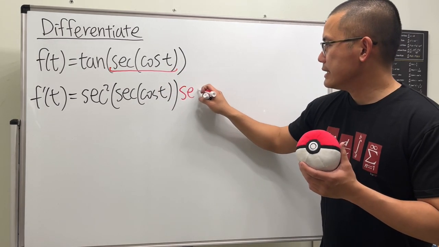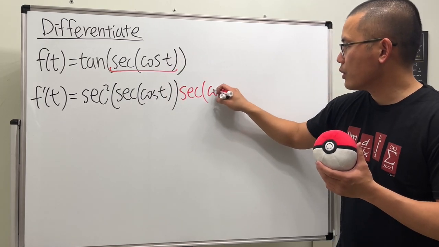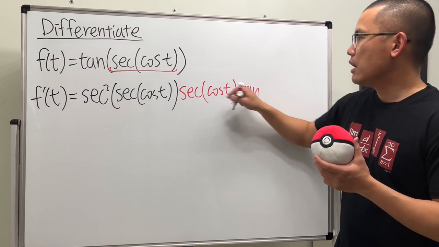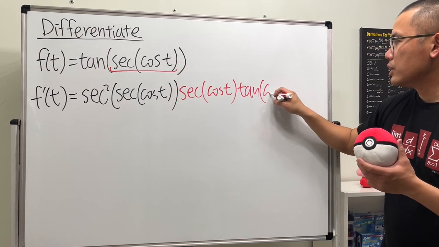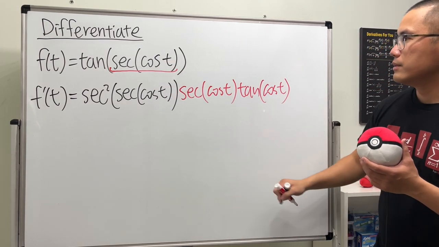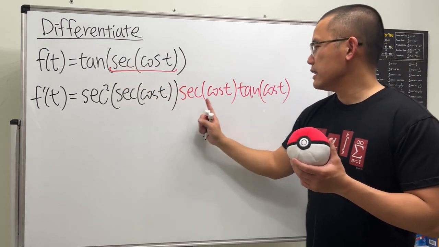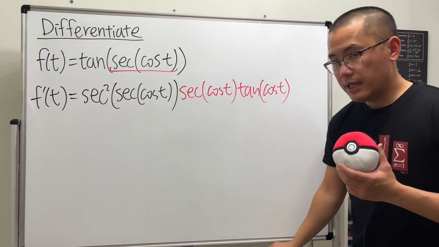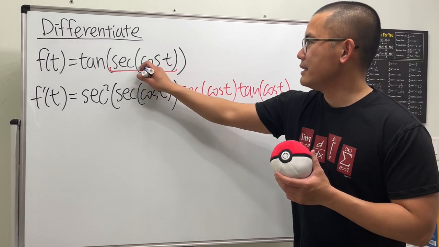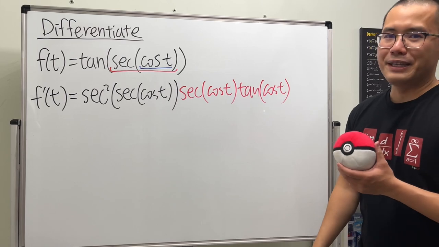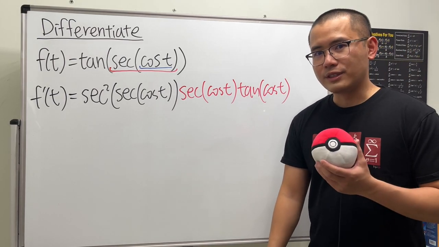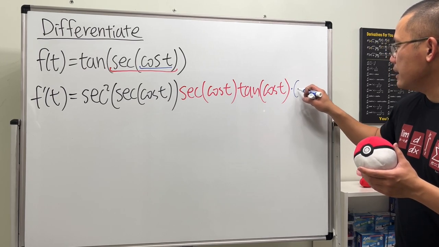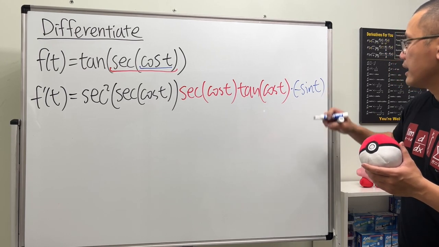So we will have secant of this input, which is cosine t, and then multiply by tangent of this input, which is cosine t. Once again, the derivative of secant is secant tangent, and the input stays the same. Lastly, we multiply by the derivative of the very inside. The derivative of cosine t is negative sine t. So I'll just put down, we multiply by negative sine t like this.